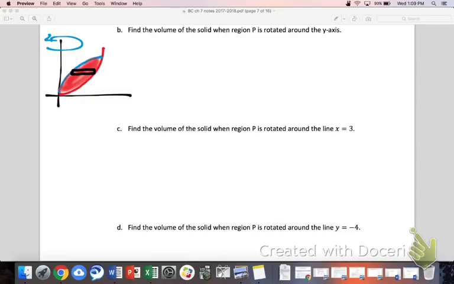You would look at this and ask yourself the question, when I rotate this region, would there be some sort of hole or concavity in the resulting shape or solid? And the answer is definitely yes. So that means we have to use the washer method.